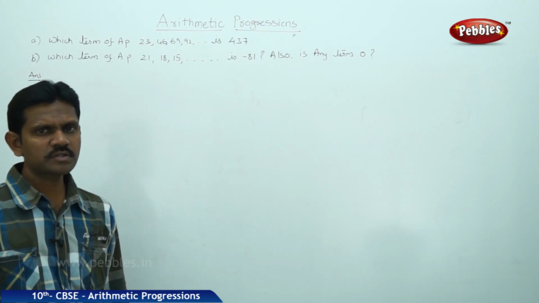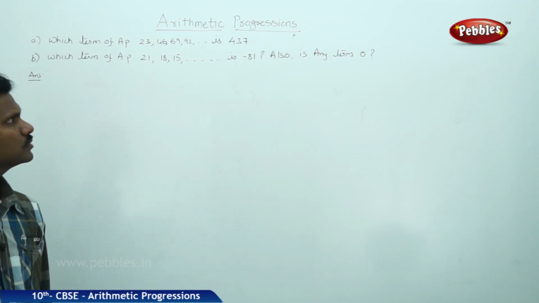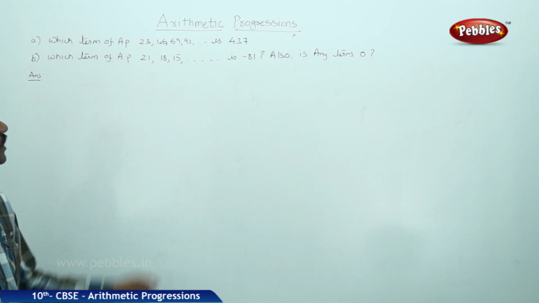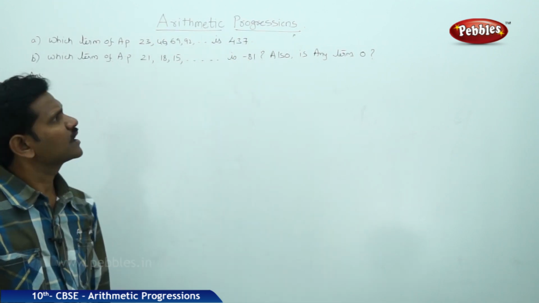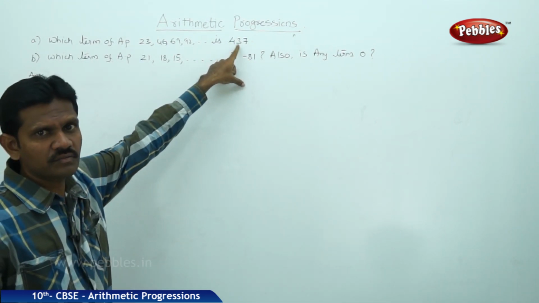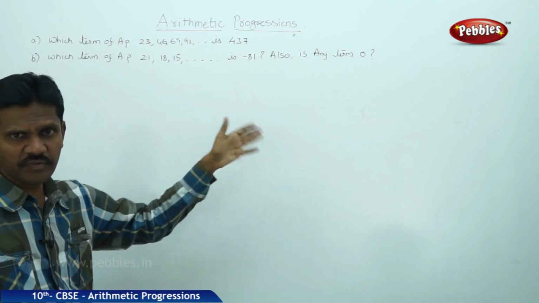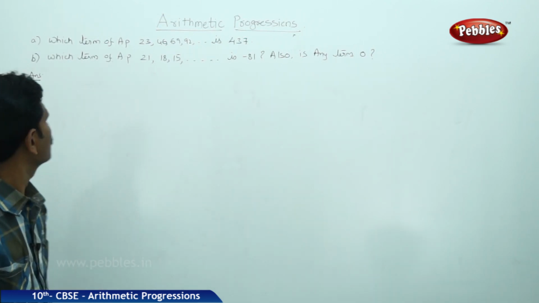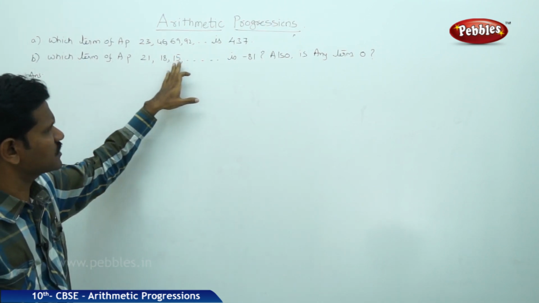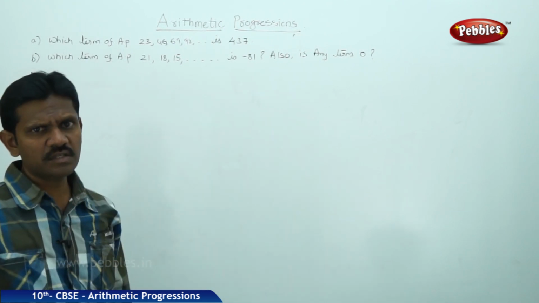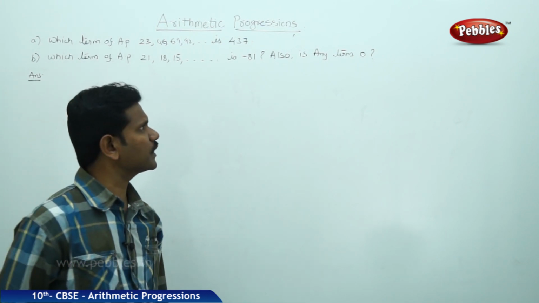Let us follow the next examples. Which term of the AP 23, 46, 69, 92 is 437? The meaning of this question is, if you continue this sequence, at what place will you get 437? That is 1, 2, 3, 4, 10th place, 15th place, 20th place, some x place. Similarly, which term of the AP 21, 18, 15 and so on is minus 81? In this question also, we have to find out which position minus 81 is in.